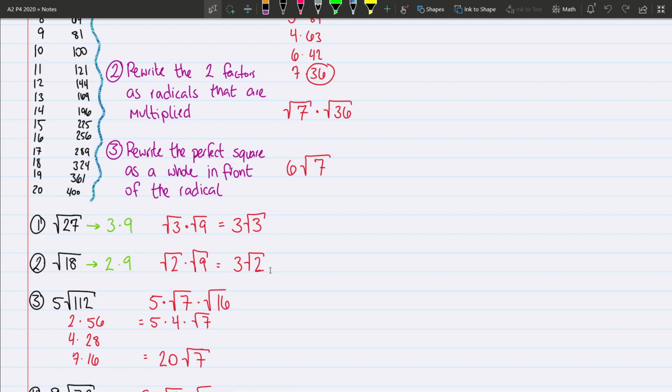112, if you start dividing by your numbers, the first perfect square you can divide it by is 16. So the 16 comes out as a 4. 4 times 4 is 16. I'm going to multiply that by what was already outside, which is a 5. So the outside stuff is 5 times 4, 20. And the inside was what I was left with, which was a 7, so it's 20 root 7.